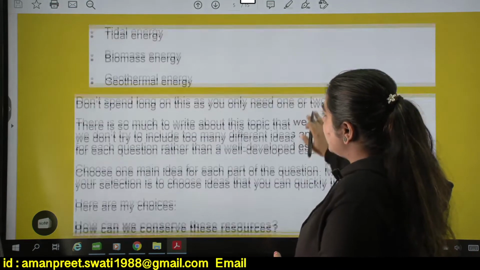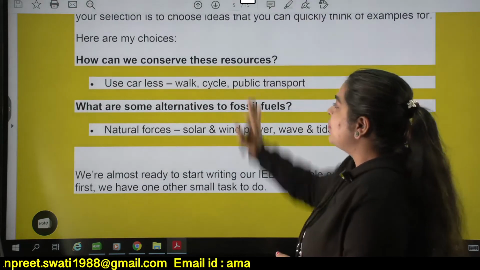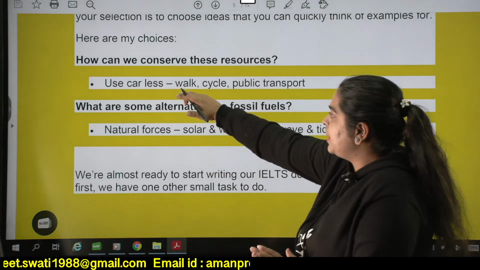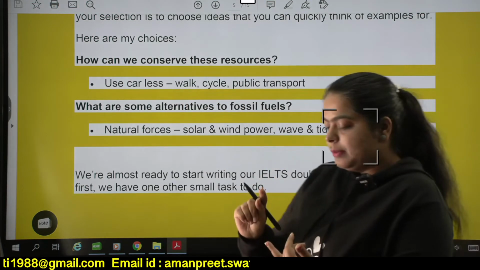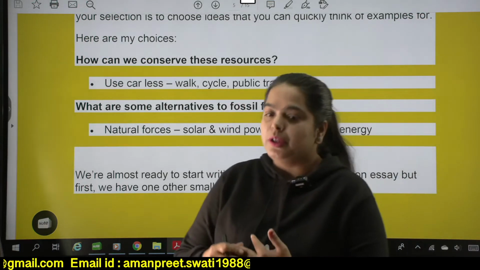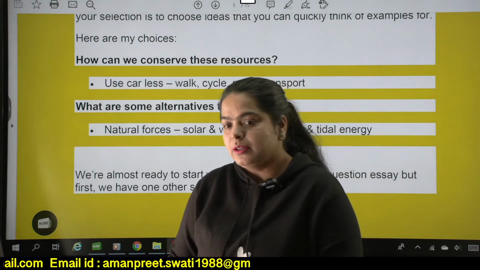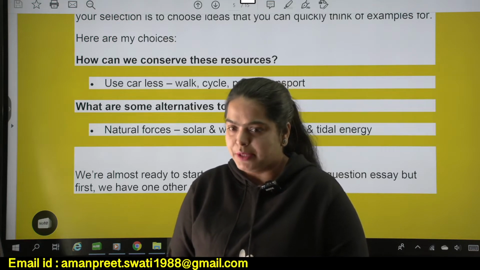That means from the sea waves in the ocean, you can even generate your energy from that source too. Tidal energy, biomass energy, geothermal energy. Now, how can we conserve these resources? Take one point. If you have taken this point, use the car less. You can use public transportation. You can prefer your bicycle to the car. You may prefer to walk instead of taking your vehicle when you are commuting from one place to another and the distance is not that much, right?